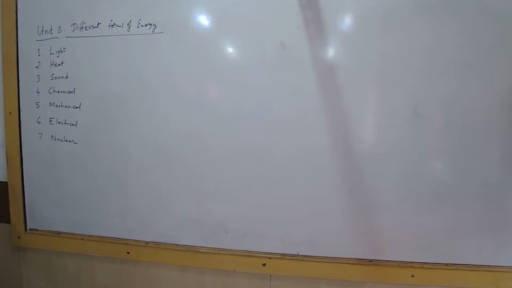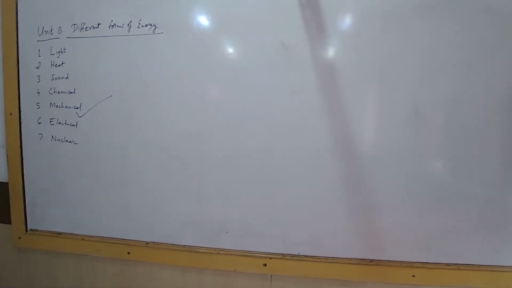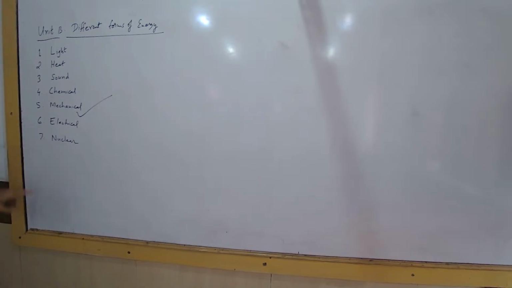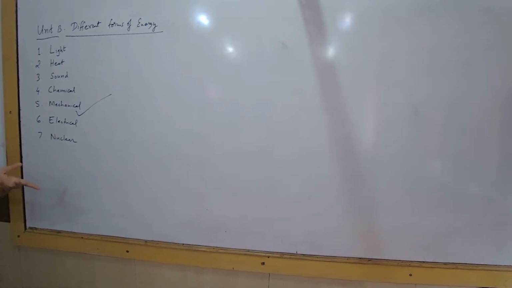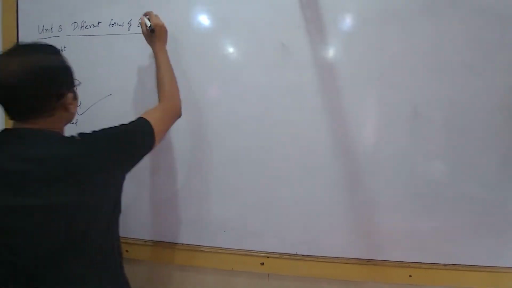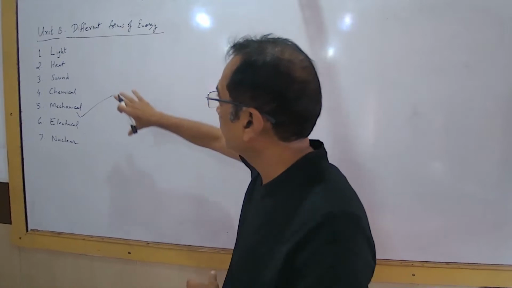Just part of the chemistry. In this, we are going to study in detail mechanical. Okay? Out of these 7, which energy form we are going to study? Mechanical, kinetic and potential. Mechanical. That's what we are going to do. That's why I said, if your basics are clear, okay? Now what we are going to study in detail? Mechanical.